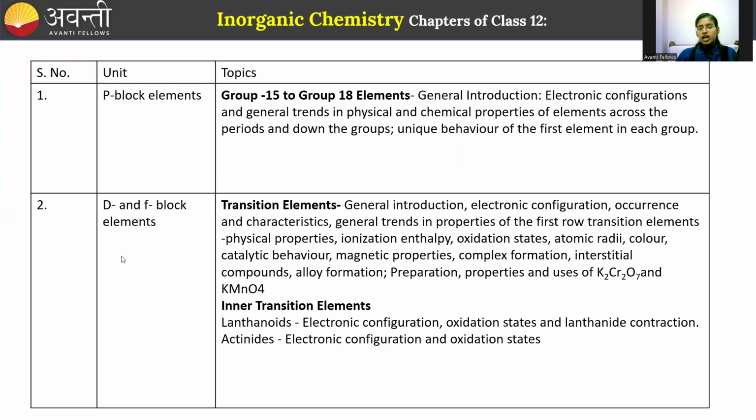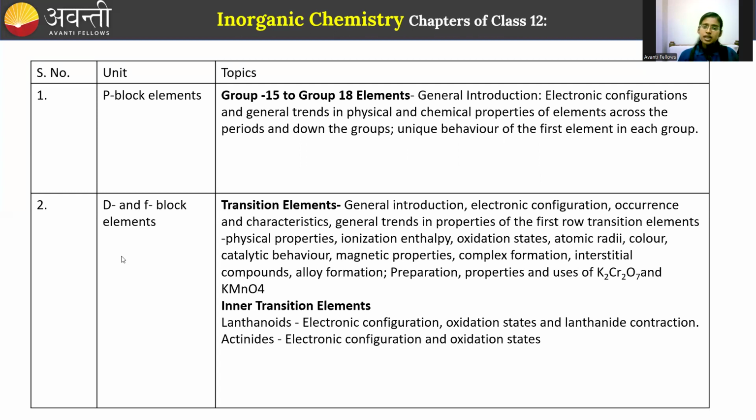Again, we have 3 lessons in inorganic chemistry from class 12. The first is P block elements. So, actually we have 6 groups in P block. Right? How many groups we have? 6 groups in P block, from group 13 till group 18.